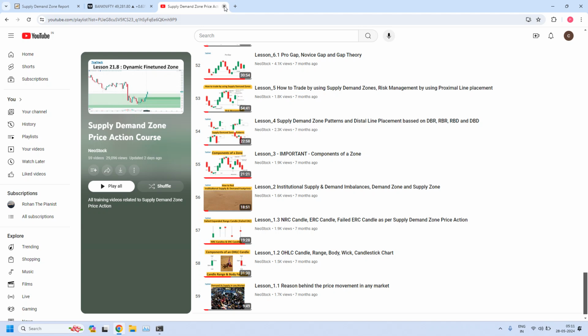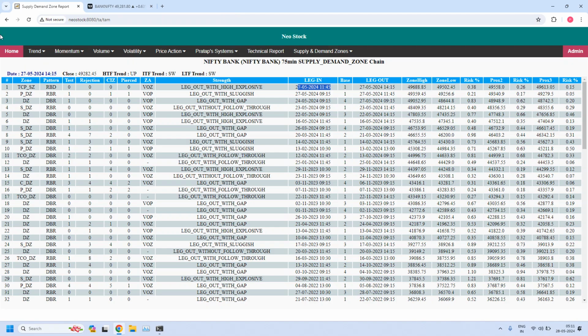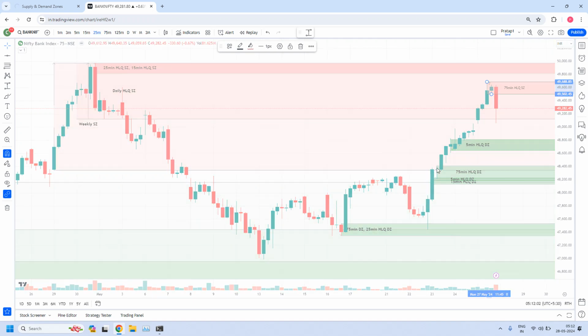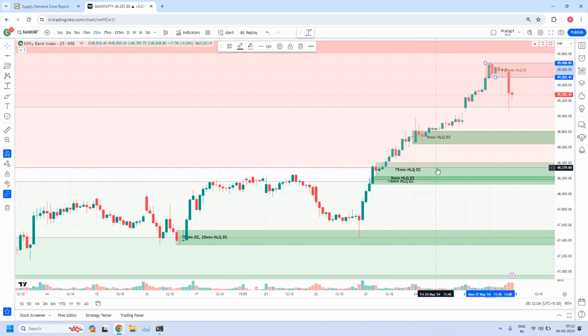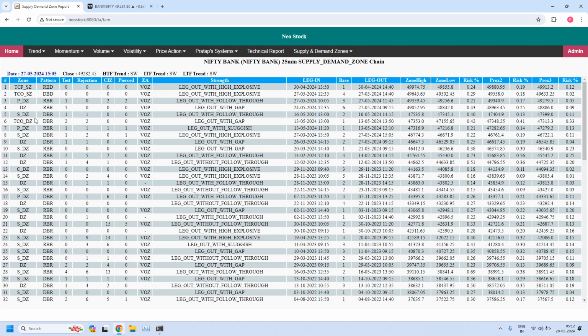Now let's continue with our analysis. So now I am shifting the time frame to 25 minutes time frame. So let me go back, changing the time frame to 25, generating the chain. Here also I am changing the time frame to 25 minutes. Let us check whether there are any newly created high liquidity supply zones or demand zones.